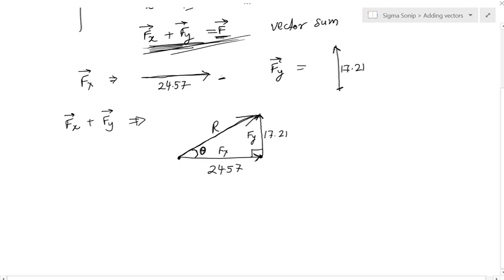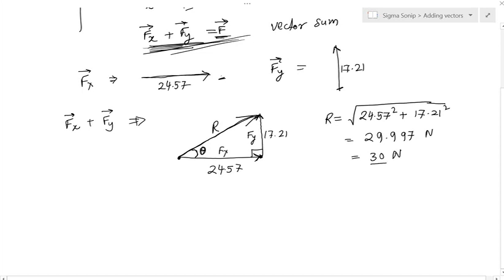So R, using Pythagoras theorem, is equal to the square root of 24.57 squared plus 17.21 squared. You can use the calculator and it will give you a value of 29.997. So it's basically a little bit of rounding error. So you get 30 Newton, and that was the magnitude of our original vector F. But we need to find the direction as well.